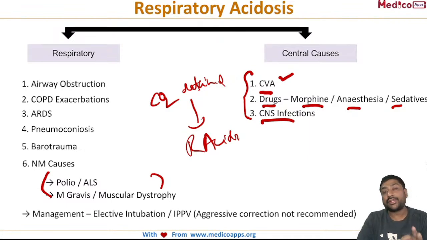And remember, for respiratory acidosis, we do not recommend an aggressive treatment. Why? Because the carbon dioxide washout may lead to cerebral vasodilation, and this may precipitate seizures. So aggressive treatment for respiratory acidosis is never advised.